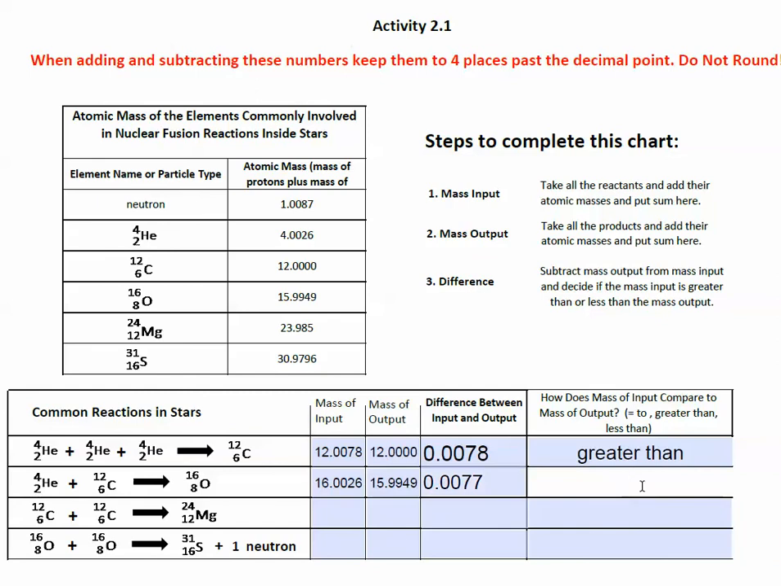And again, you ask here the same question: how does mass input compare to mass output? Here's the input, here's the output. The input is definitely greater than, G-R-E-A-T-E-R, than.